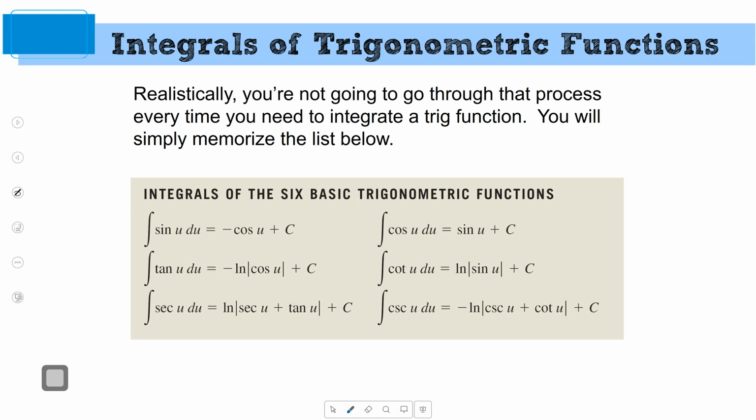I'm on a test or a quiz and I need to take the antiderivative of the cotangent and I don't remember the rule. I can always go back to the process we just talked about and derive that formula. It's entirely up to you how you want to approach that. You do need to know all 6 of those, along with the other ones we've already talked about in trig.